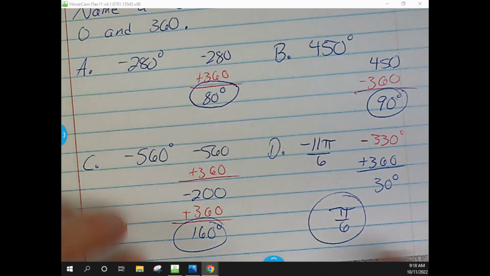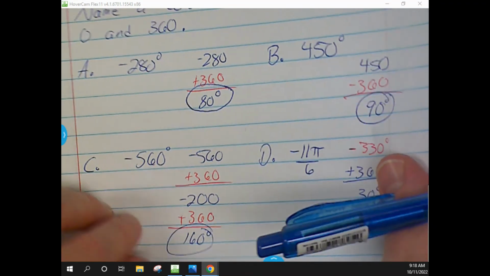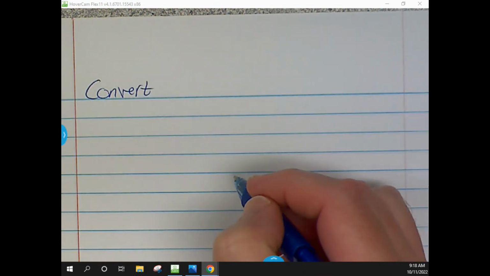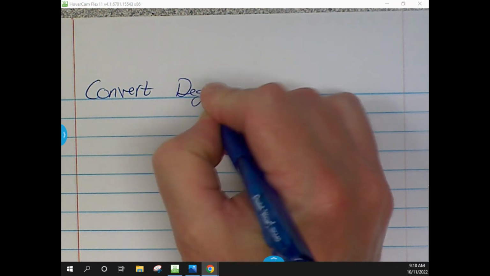Okay. And then the last thing we're doing today is, for the numbers that may not happen to be exactly on the unit circle, we're going to show you how to convert those numbers so that you can find out what they are going to be. So we're going to show you how to convert. Let's go degrees to radians.